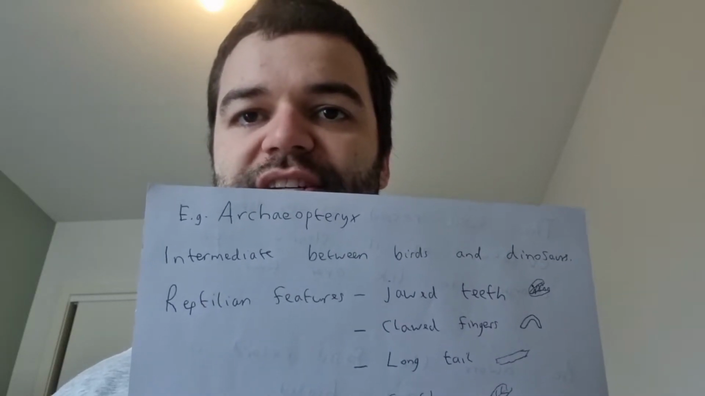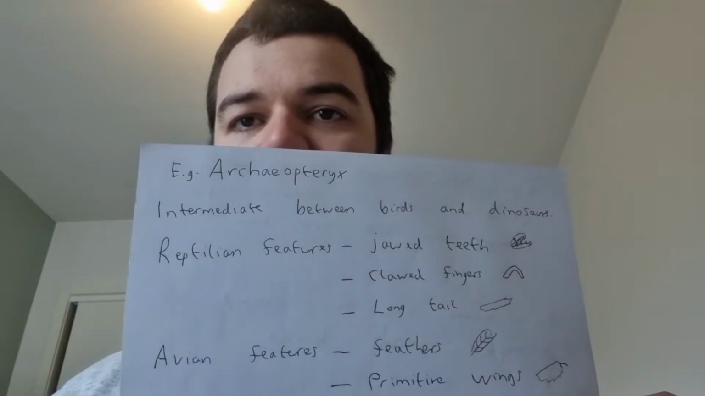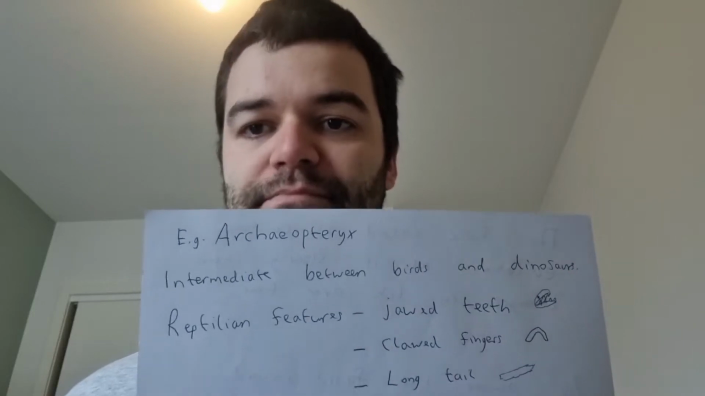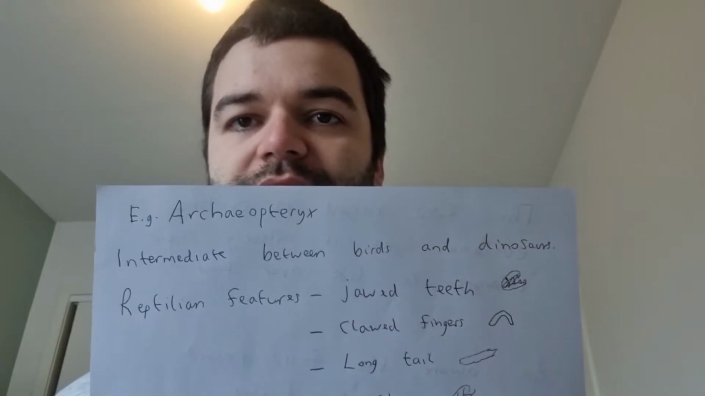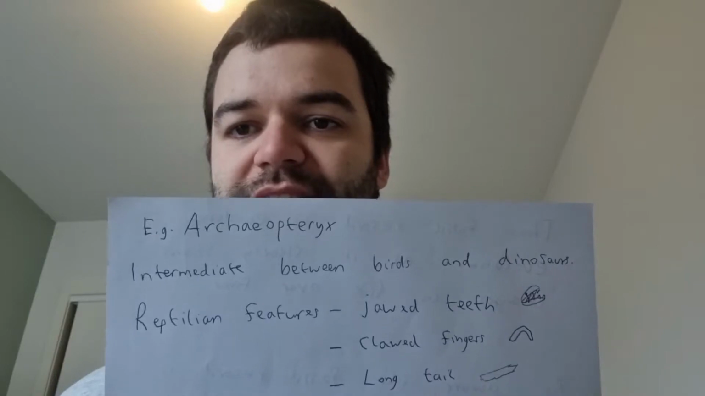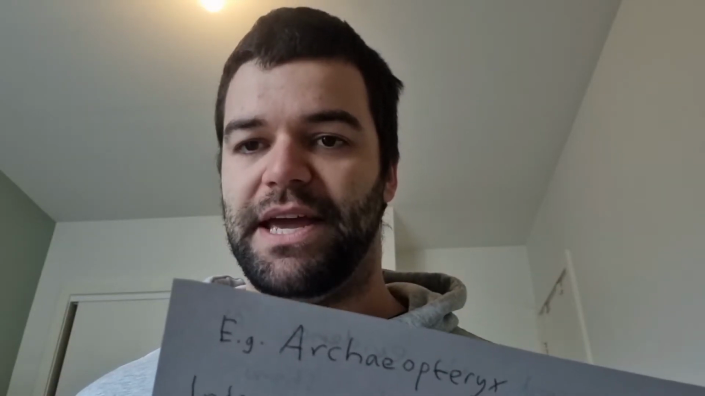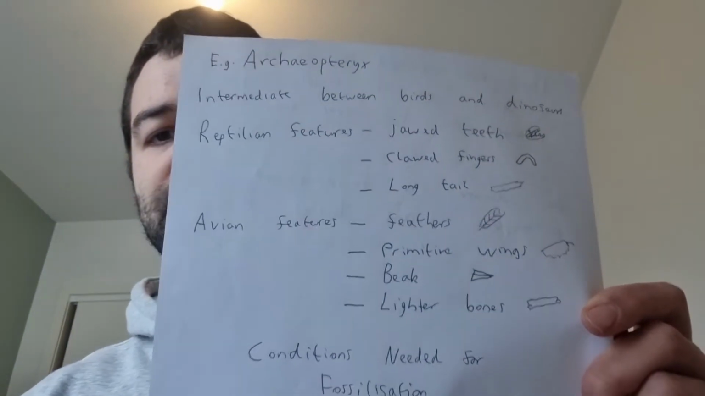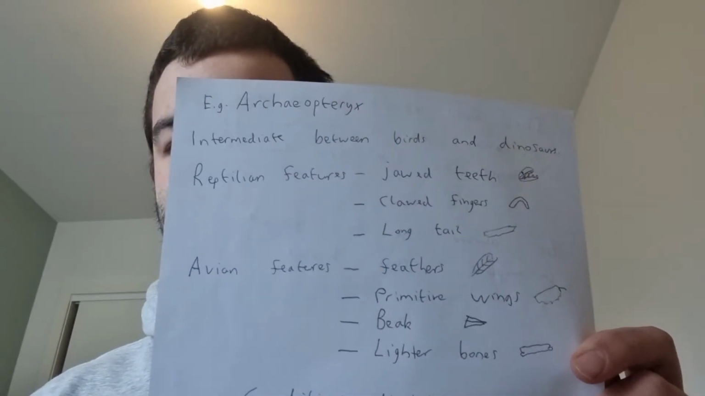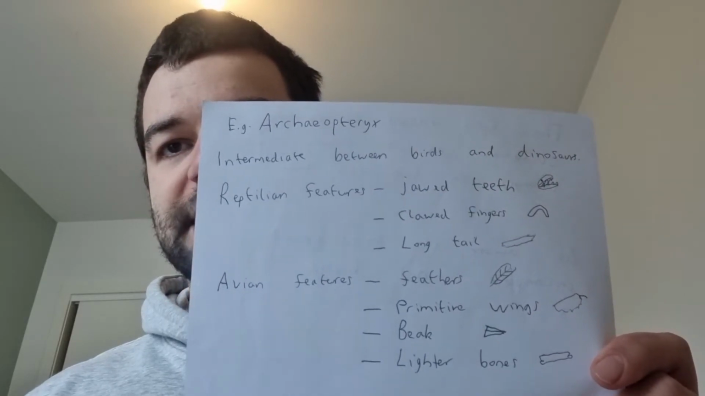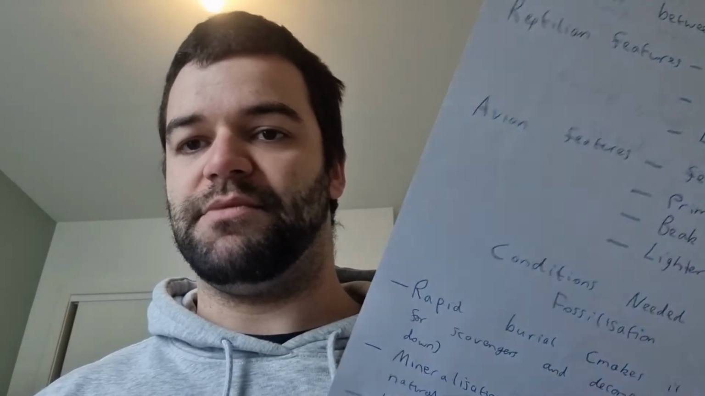So the reptilian features that Archaeopteryx have are its jawed teeth, so it's got teeth attached to the jaws. Reptiles have that, birds don't. It's got clawed fingers, so it's got claws at the end of its fingers, and it's got a long tail as well. Those are all things we'd normally associate with being reptilian. However, it also had avian features. So it had feathers, it had primitive wings, it had a beak, and its bones were lighter than we'd associate a reptile's bones as being.